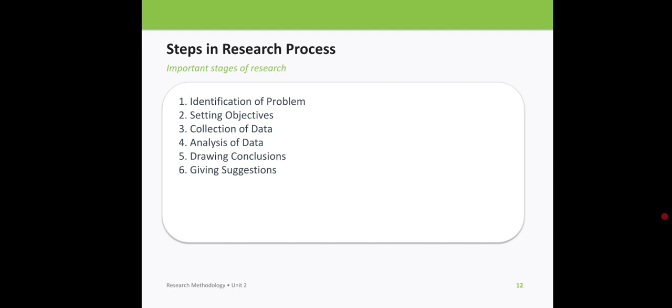Now, next step we have drawing conclusions. Researchers interpret findings and reach conclusions after analyzing the data. For example, customers dislike product pricing. So this is the conclusion based on data. Next step we have giving suggestions. Researchers provide recommendations for improvement. For example, improve product quality or reduce price. So this is the example of giving suggestions.